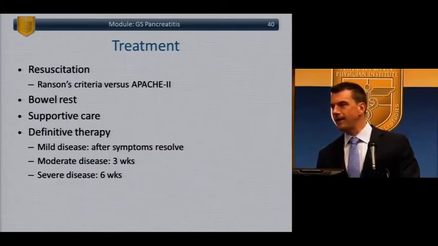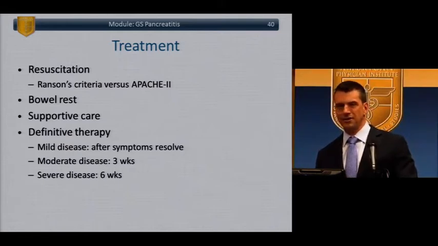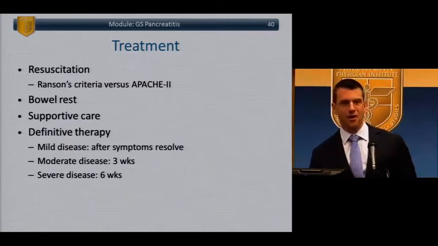If it's moderate pancreatic disease, waiting 3 weeks is recommended. In very severe disease, you have to give them about 6 weeks to get through the initial phase. You want to make sure your pancreatic ascites and all of those things have resolved so you're not making the operation even harder for yourself.